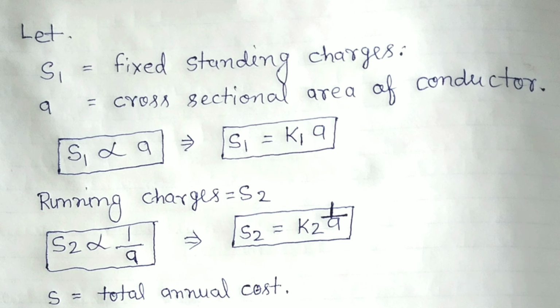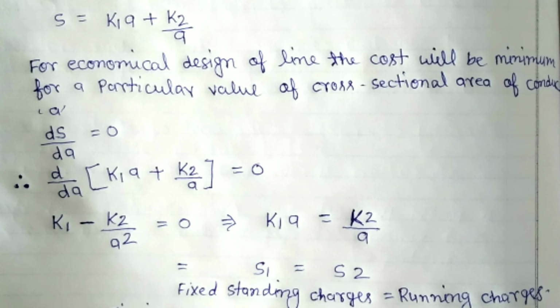Then the total annual cost is equal to S. Then S equals S1 plus S2. Putting this in the third equation, S equals K1A plus K2 upon A. For economical design of the line, the cost will be minimum for a particular value of A. Then differentiate: dS upon dA equals 0.